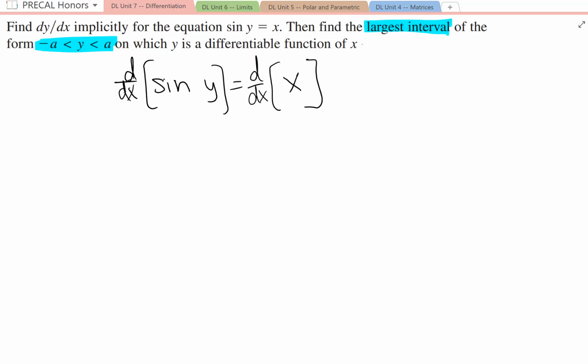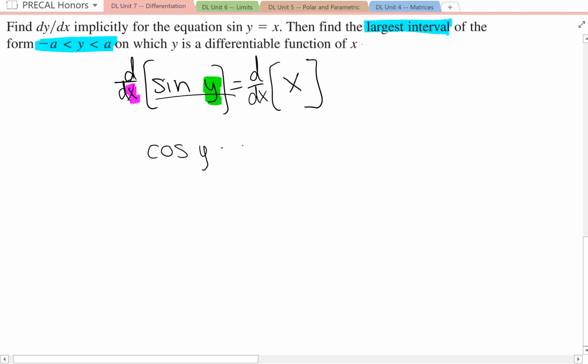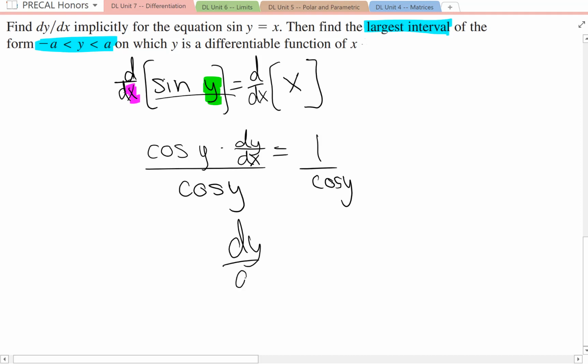We will begin by deriving each side with respect to x. The variables do not agree here, so we must use the chain rule. The derivative of sine of y, a function of x, is cosine of y times the derivative of the function within the argument, which would be dy dx, equals the derivative with respect to x of x, and that's 1. Our step here is dividing by cosine y, and you get dy dx is equal to 1 over cosine y.